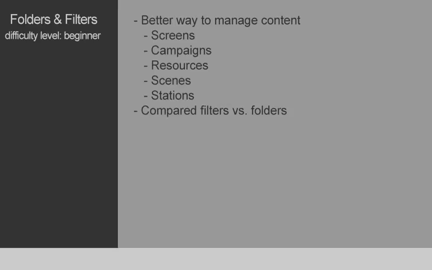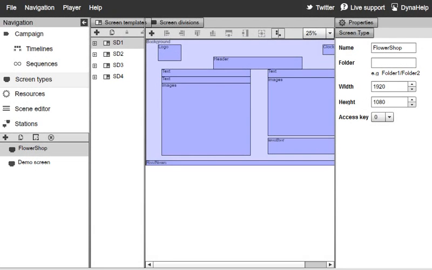In this video tutorial, we're going to talk about folders and filters. With folders and filters, you can find better ways to manage your content. So now here under the screens in the Signage Studio, what I'd like to do is create two separate folders, one for the Flower Shop and one for the demo screen.